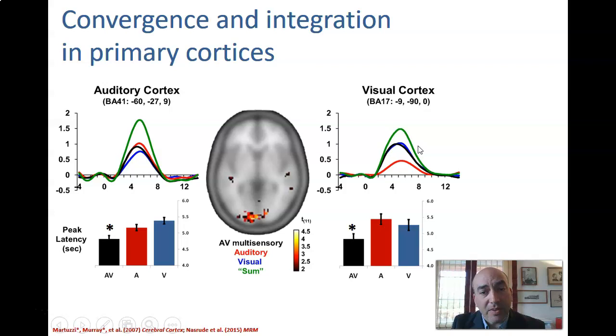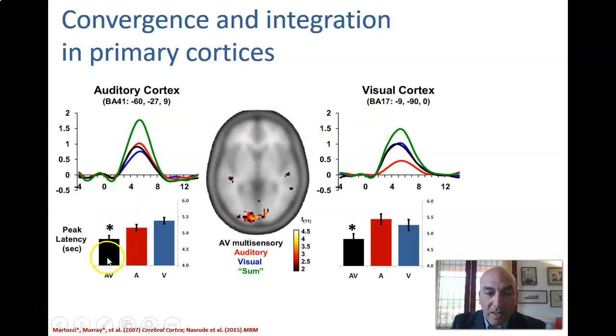Likewise, in primary visual cortices bilaterally, we observe convergence such that there is a robust response to visual stimuli, but also a non-zero robust response to auditory stimuli. Again, convergence. The integration aspect is observed by looking at the slope and peak latency of the HRF within both primary auditory and primary visual cortices.